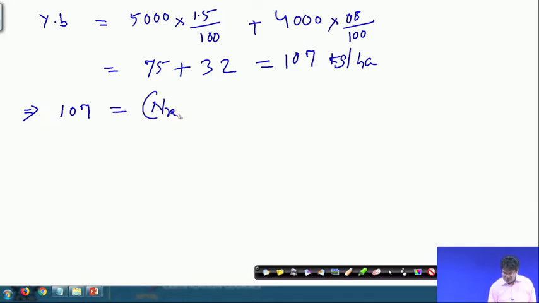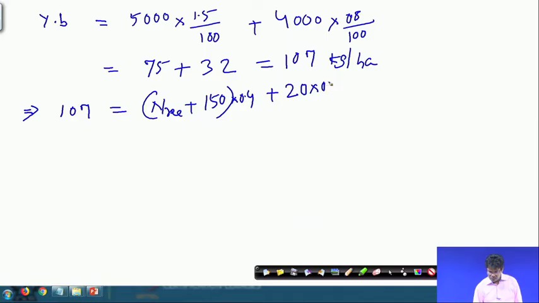N recommendation, NREC, plus your N mineralized nitrogen present, 150, into 0.4, your efficiency factor E1, plus the organic source nitrogen, you have probably 20 kg per hectare, into 0.5, plus here the atmospheric depositions, that was 5 kg per hectare, with efficiency factor probably 0.4.